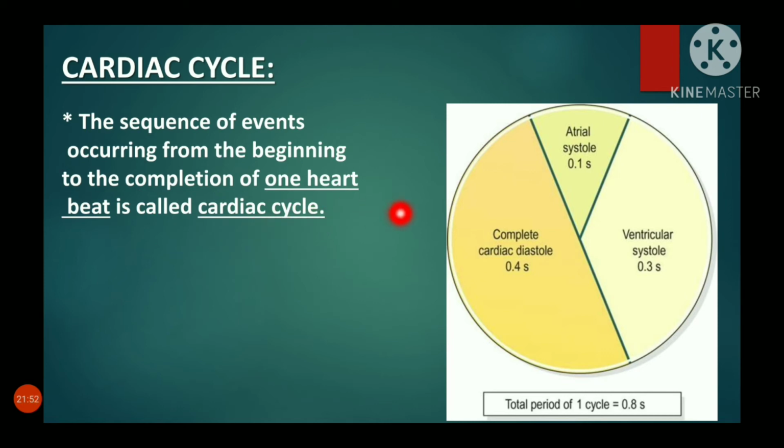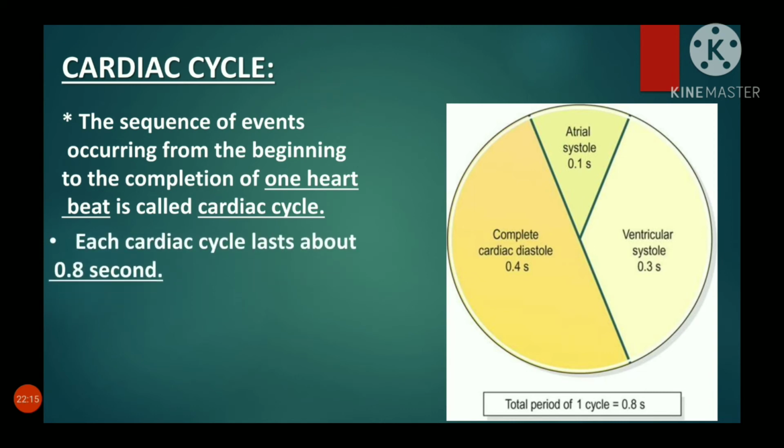During the cardiac cycle, blood flows through the 4 chambers of the heart in a specific, proper direction. That is why it is said to be cardiac cycle. Each cardiac cycle lasts about 0.8 second. The events during a single cardiac cycle involve these 3.